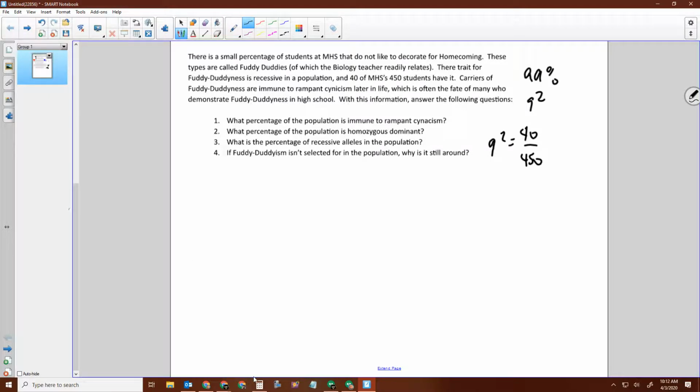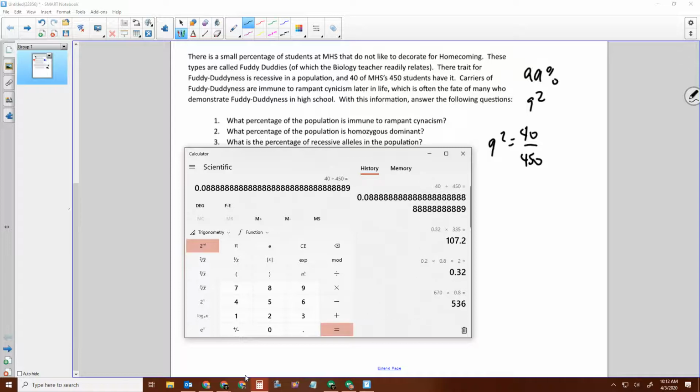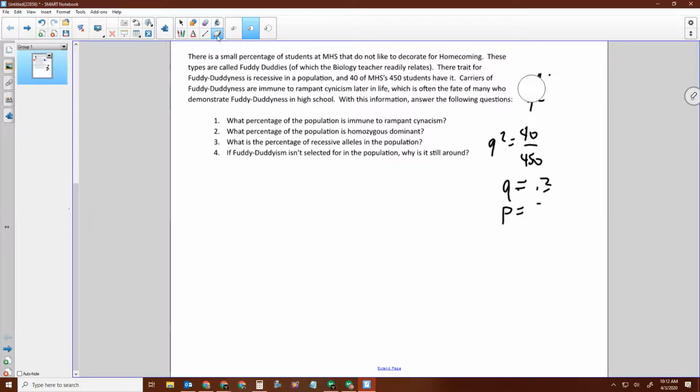And let's see what that number is going to be. If I take the square root of that, I come up with 0.298, or let's round it to a nice, comfortable 0.3, which means that p, because p plus q equals 1, equals 0.7. So I know these things, and I'm going to write them at the top of my paper.